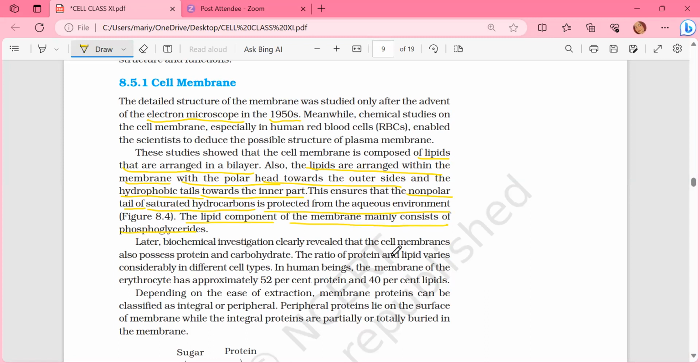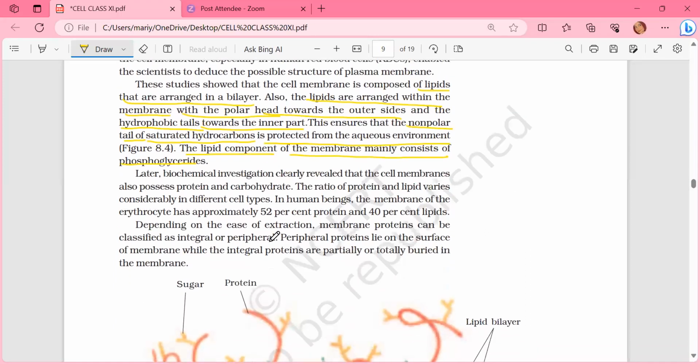As I said, the cell membrane is composed of lipid, so the lipid component would be the phosphoglycerides. Then, when biochemical investigations were done, we finally got to know that there are also proteins and carbohydrates present in the plasma membrane or the cell membrane. The ratio of protein and lipid varies considerably in different cell types. Both protein and lipids are there in the cell membrane, but the ratio varies.